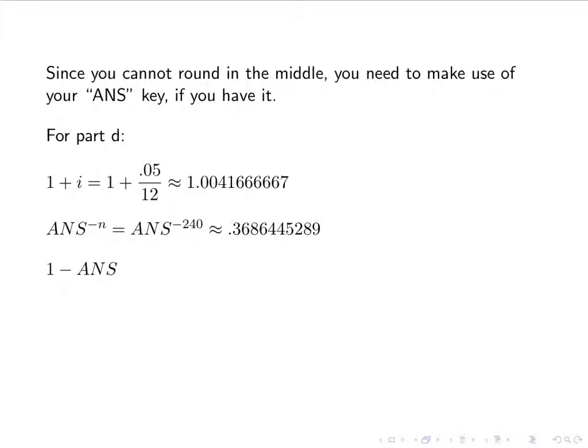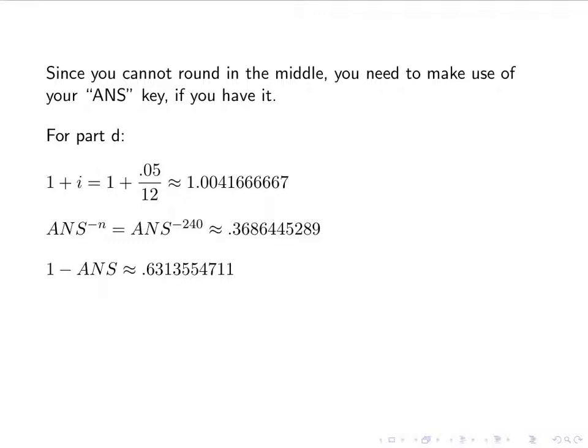The next part is 1 minus your answer. So if you do have an answer button, just hit 1 minus answer. If you don't, you can leave this number in your calculator, hit -1, and then either ignore the negative, remember that it's not negative, or multiply by -1. You should get 0.631355471, again, depending on how many decimals your calculator shows.